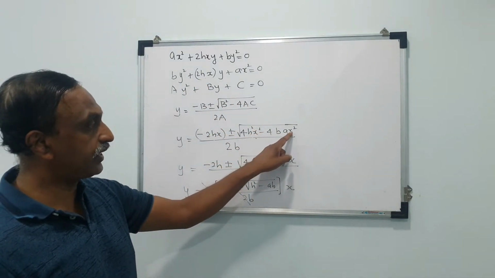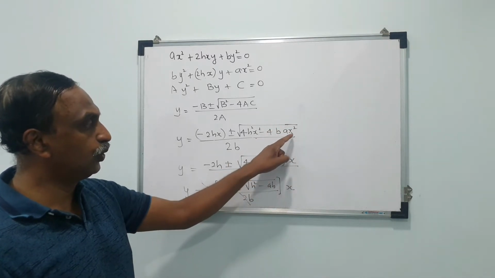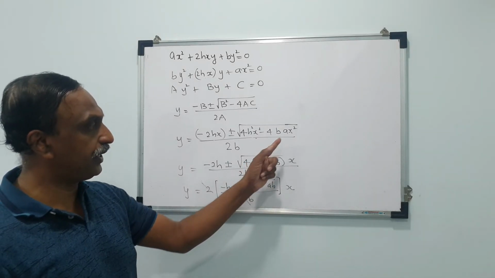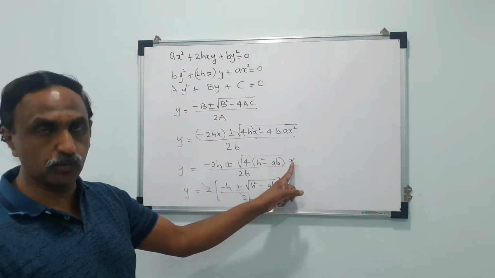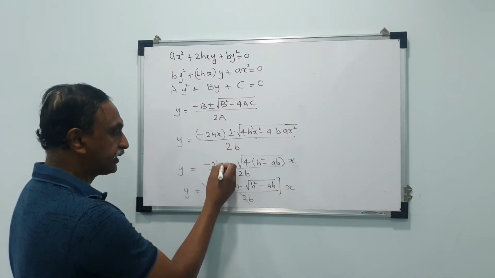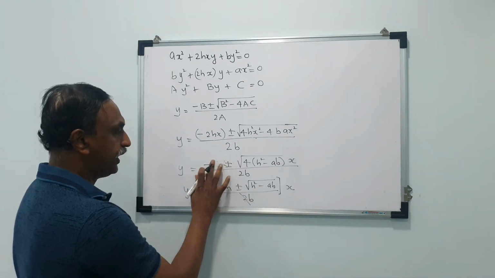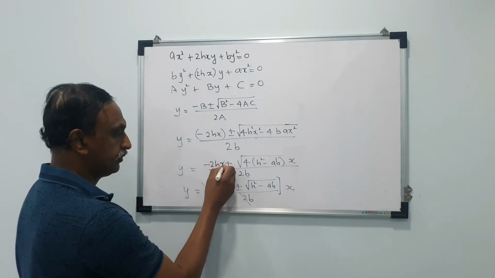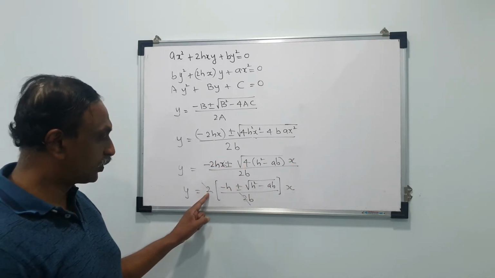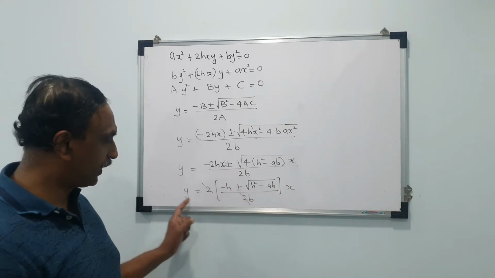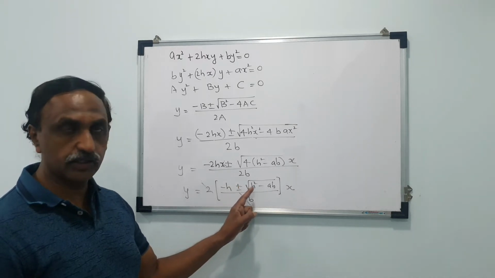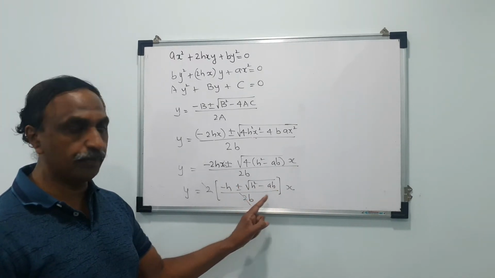Now you can see that x square is common, and x square is within the root. So I have taken 4 common, x square, h square minus ab, and x square common, but the root is removed. That's why the degree of x is 1. Then we have 2hx here also. So x is common between both. Root of 4 is 2, so that is also taken common. So we get the separate equations: y is equal to minus h plus or minus root h square minus ab upon b into x.